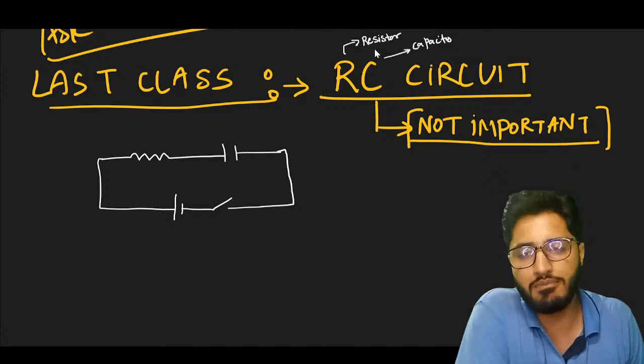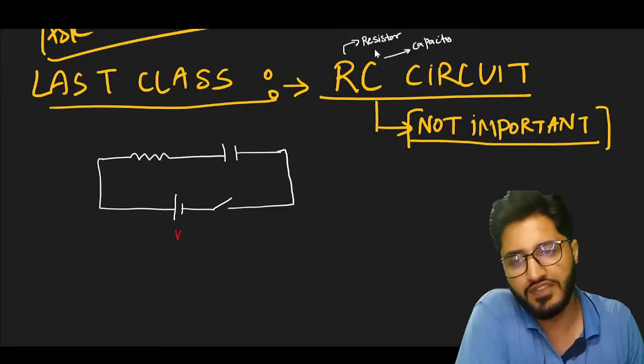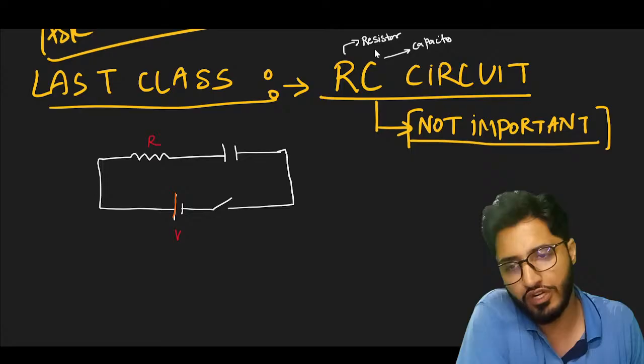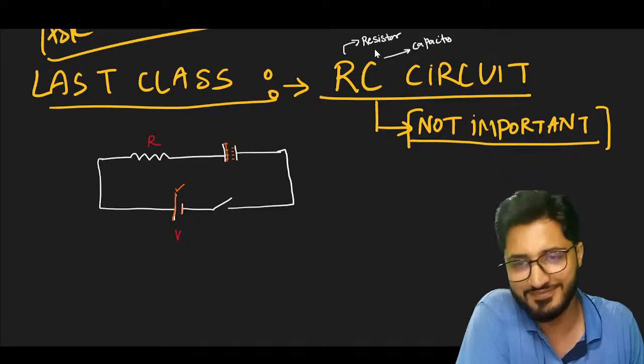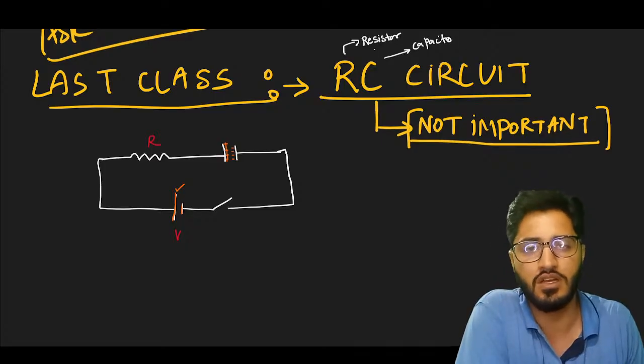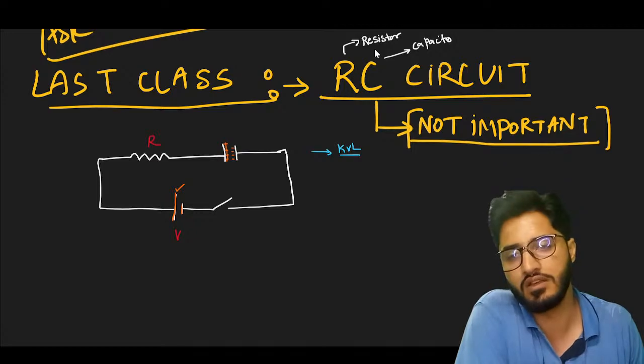If the EMF or the voltage of the external source is, let us suppose, V, and resistance is R. You can see here, this one is at high potential, this one is at low potential. If this is at high potential, this one would be positive, this one will be negative. Now we will use Kirchhoff's law. We will use KVL. So let us close the switch now.